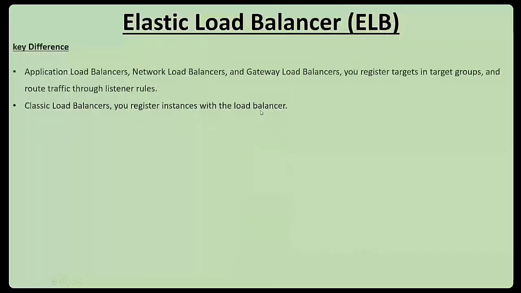Next, what is the key difference? As I said, with the application load balancer, network load balancer, and gateway load balancer, you register the targets to the target groups, and they route the traffic through the listener rules. Whereas with the classic load balancer, you register the instance with the load balancer only. No target groups and no listener rules.